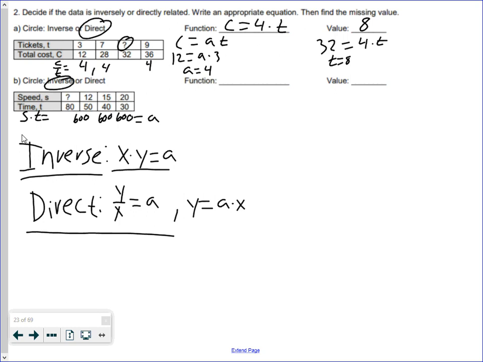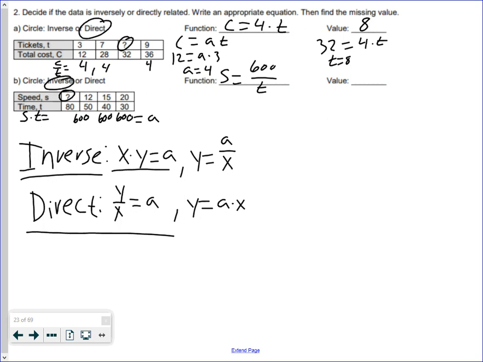All right, so that means our function is going to be s equals our a value all over t. So the inverse function, we rewrite it down here too. It's going to be y equals a over x. Or in 2b's case, we can say s equals 600 over t. We're just using different variables instead of x and y. We're using s and t. It's the same thing.